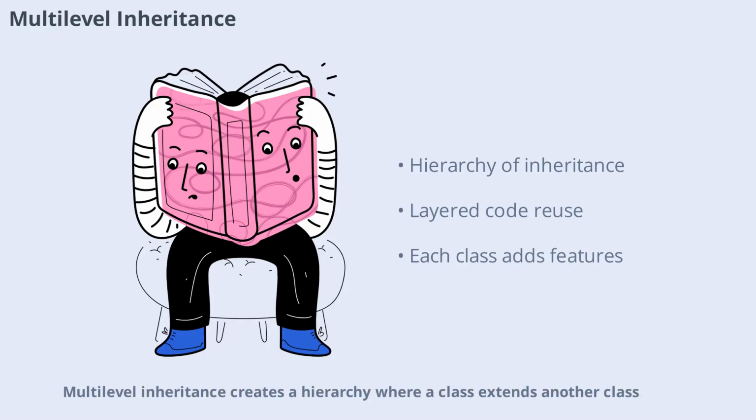Multi-level inheritance creates a hierarchy where a class extends another class, which in turn extends yet another class. Imagine a chain: grandparent, parent, and child. Each class inherits features from its predecessor, allowing for a layered approach to code reuse. For example, a vehicle class could be extended by a car class, which is then extended by an ElectricCar class. Each level adds new features while retaining those from above.